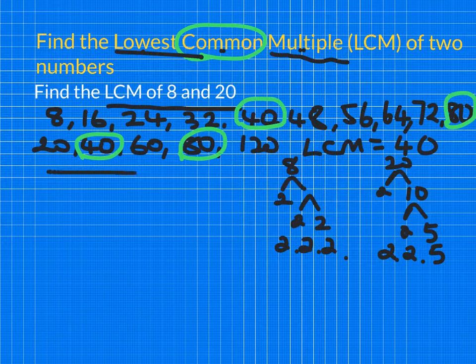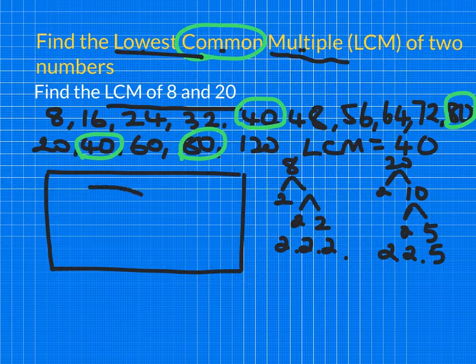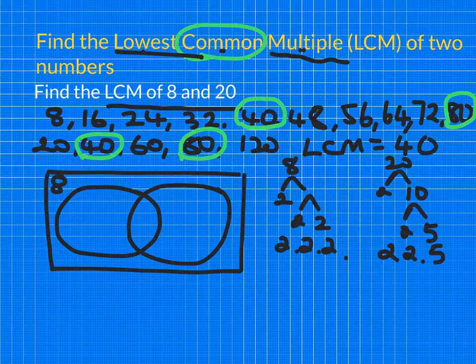Then we draw ourselves a Venn diagram, as before, and we have the first set, which is the prime factorisation of 8, and the second set, which is 20. And then we look to see what is in the intersection, what is common to both of them. So we want to fill in this section here. If we look at the prime factorisations, we've got 2 in both of them, and 2 in both of them. So in that middle section, the intersection, we've got 2 and 2.